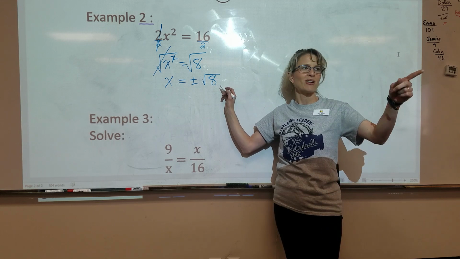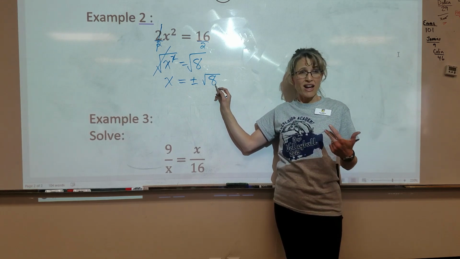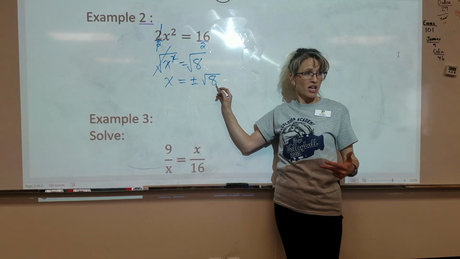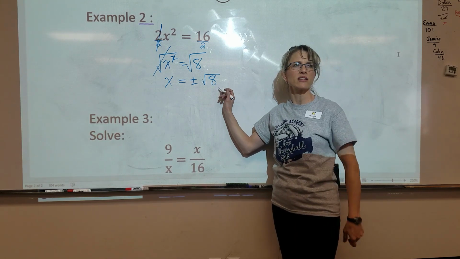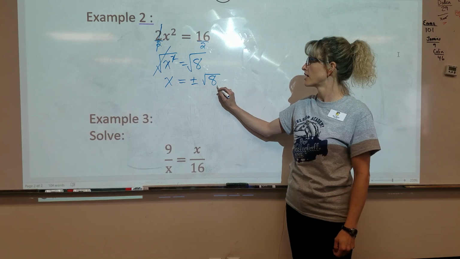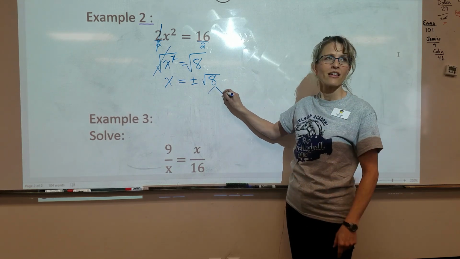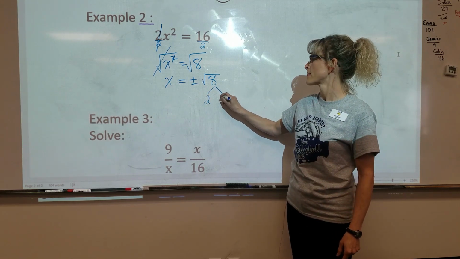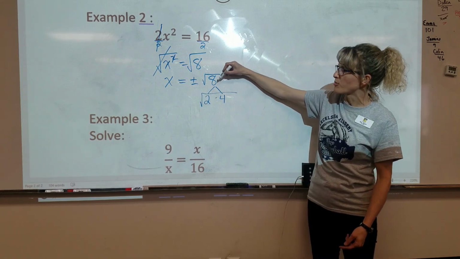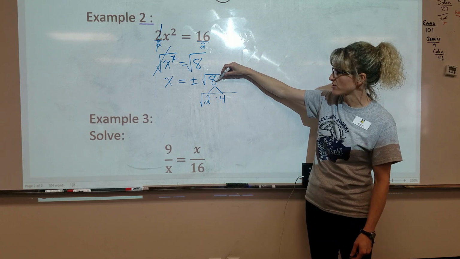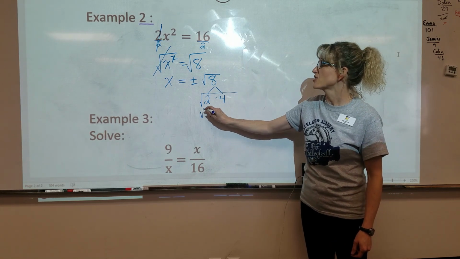But can I write root 8 in a more simple way? A simplified way. We learned this a couple weeks ago. Lexi, can you break it apart like we did? So you could do 2 and 4, because 4 has a square root of 2. Perfect. So we're going to break it apart, find its factors. The factors of 8 are 2 and 4. And then I take the square root of each one.